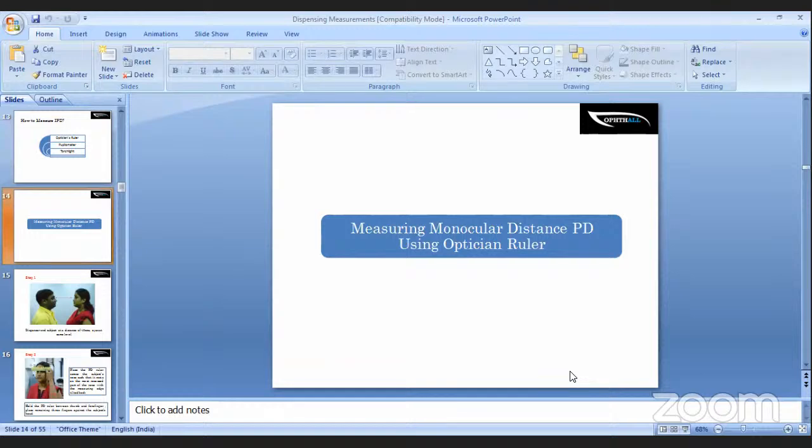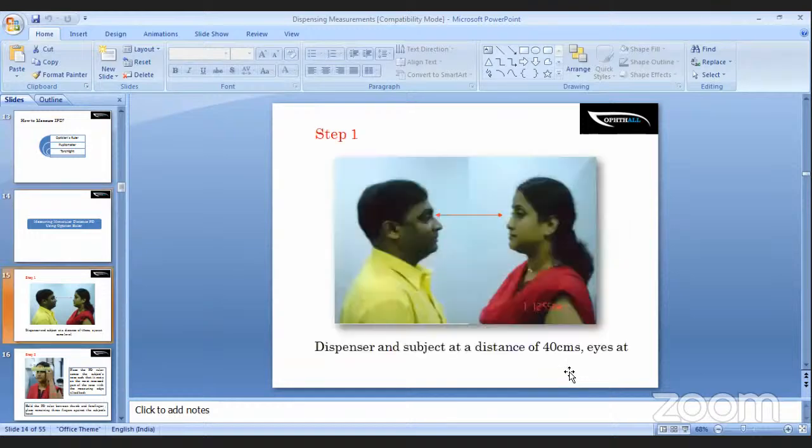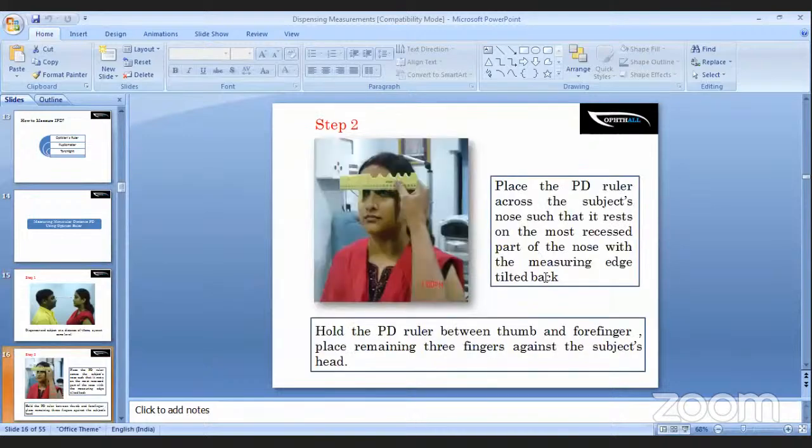Now measuring the monocular distance PD using the optician ruler. Step 1, the first and the most important step: you, the dispensing optician, and your patient should be at a distance of approximately 40 centimeters, and their eyes should be at the same level. Step 2, place the ruler across the patient's nose such that it rests on the most recessed part of the nose with the measuring edge tilted back.